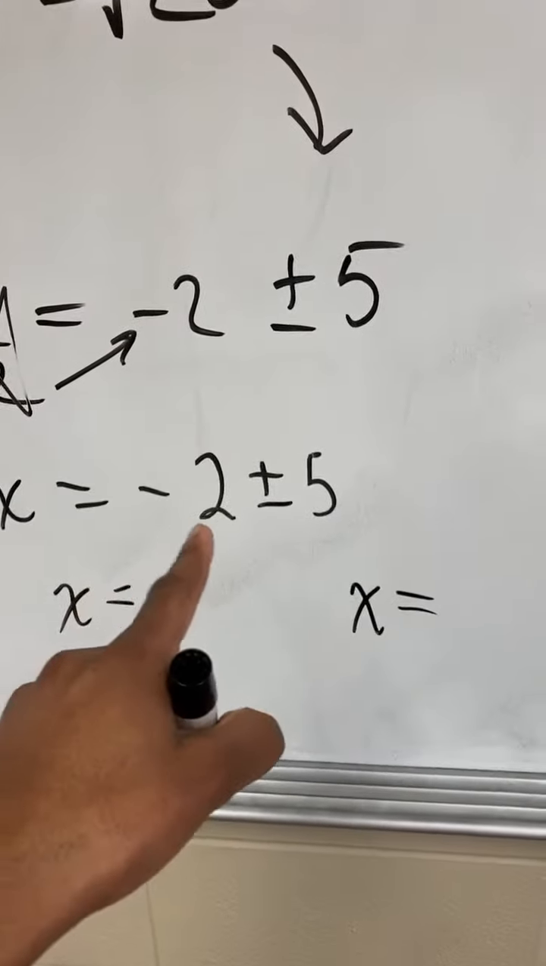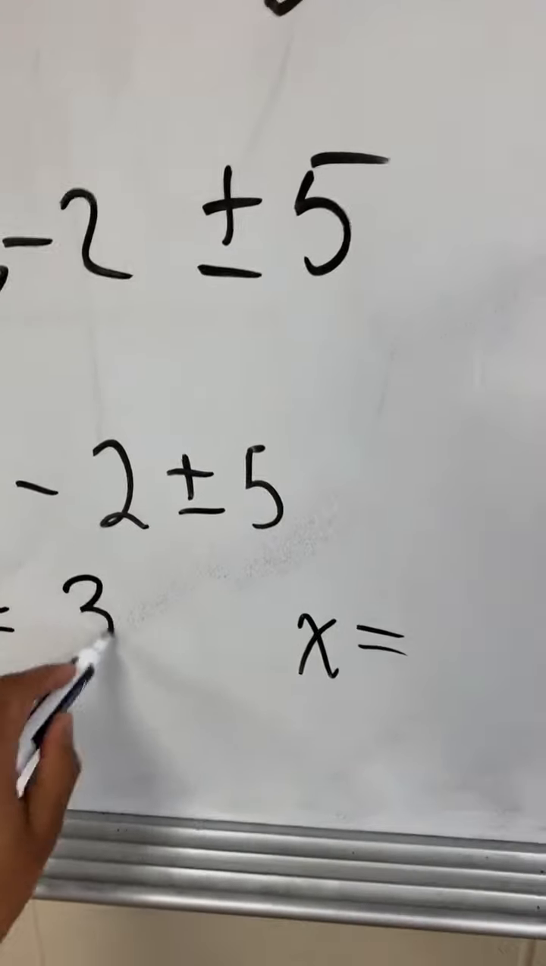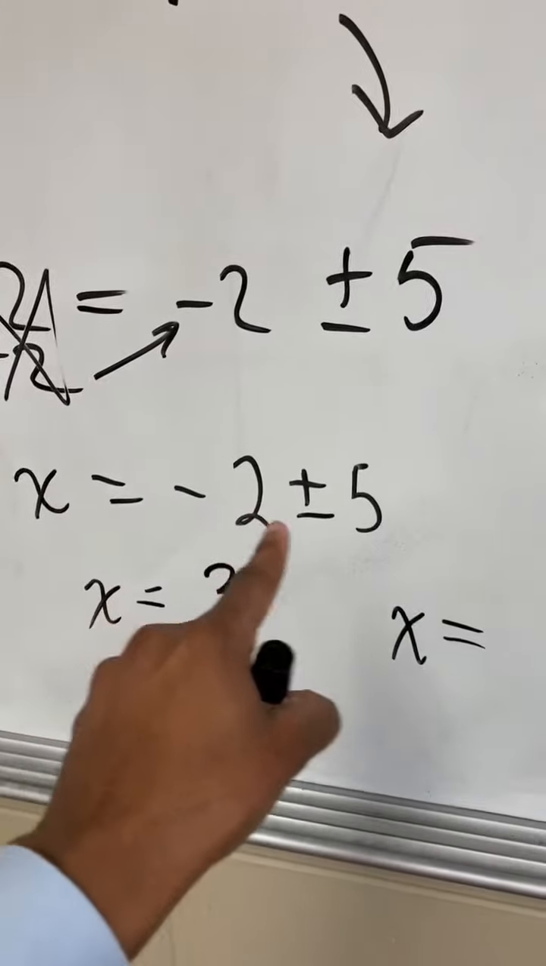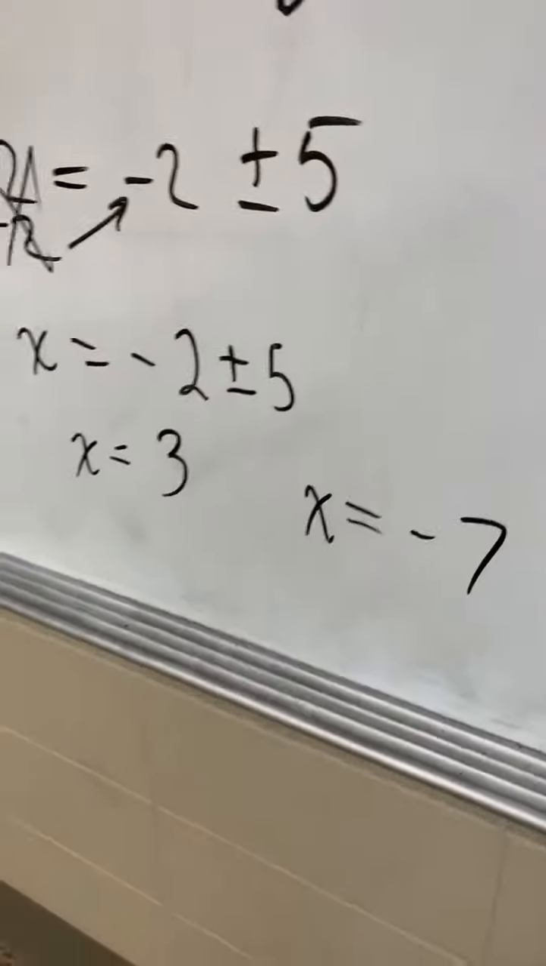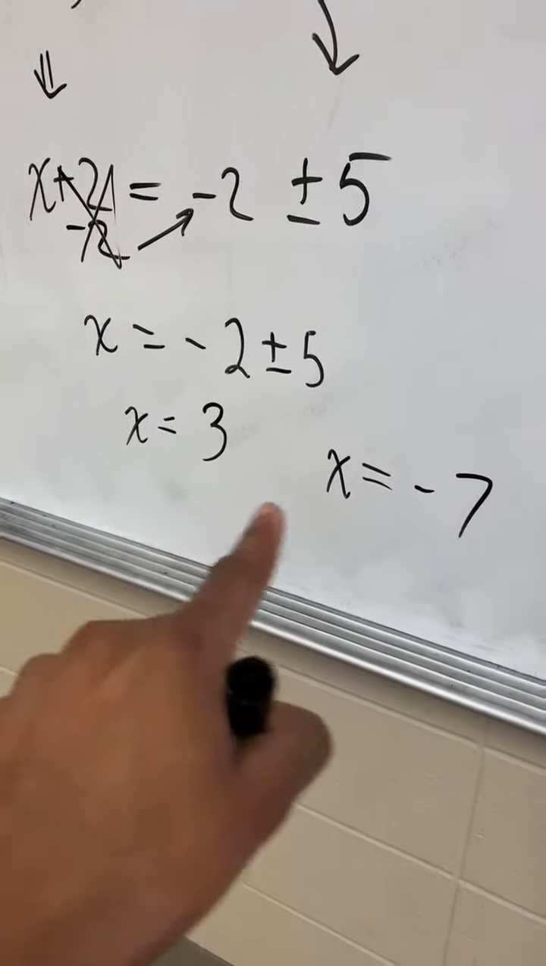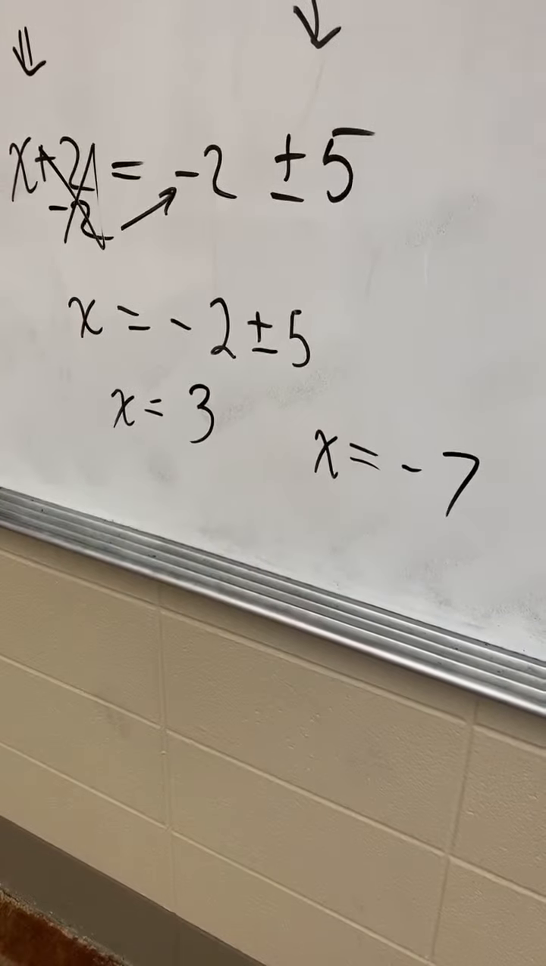I can do negative 2 plus 5, and that gives me a positive 3. Or I can do negative 2 minus 5, and that gives me a negative 7. So there are my 2 solutions. x is equal to 3. x is equal to negative 7.